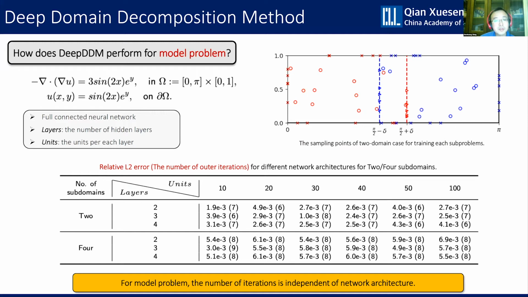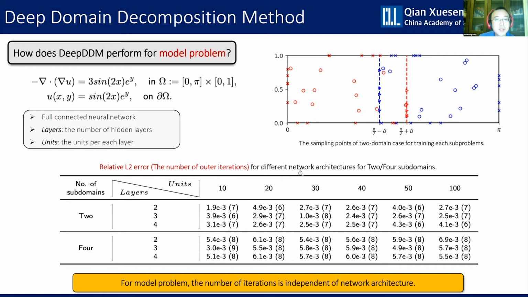The table here shows the relative L2 error and the number of outer iterations for different network architectures for 2 or 4 subdomains. So these results clearly demonstrate that for the model problem, the number of iterations is independent of the network architecture, just around 6 or 8, and the L2 error is also acceptable, around 10 to the power minus 3.